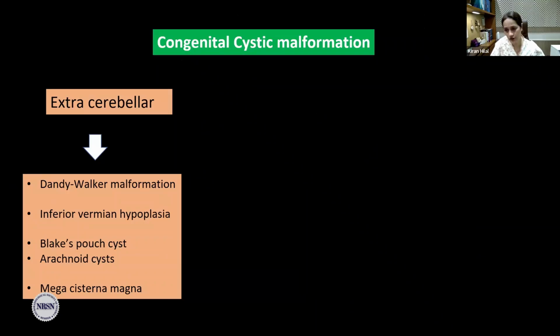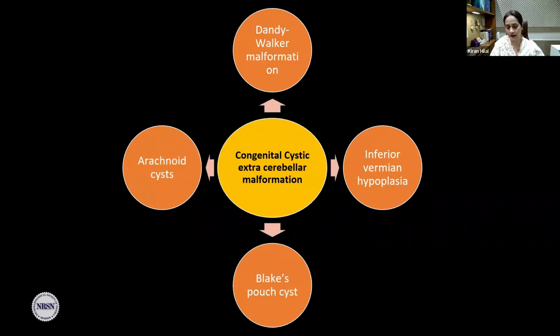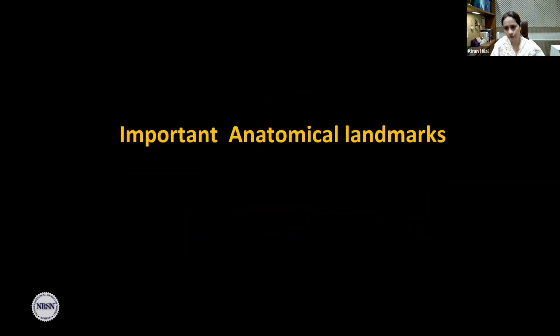What we are going to focus on today are the extracerebral cystic lesions, which include Dandy-Walker malformation, inferior vermian hypoplasia, Blake's pouch cyst, arachnoid cyst, and mega cisterna magna. Before we discuss them further, let's quickly revise the important anatomical landmarks. I cannot emphasize enough knowing the correct anatomy of your posterior cranial fossa and brain stem before you do the interpretation. Anatomy is a must.